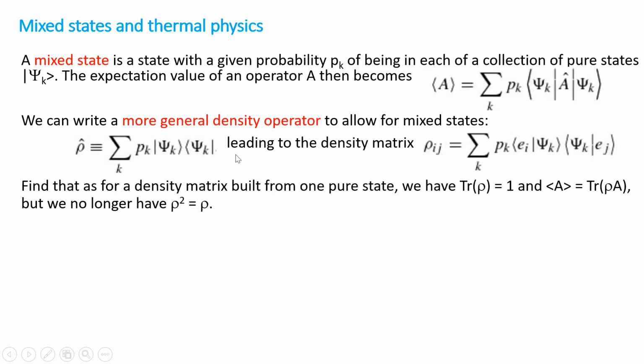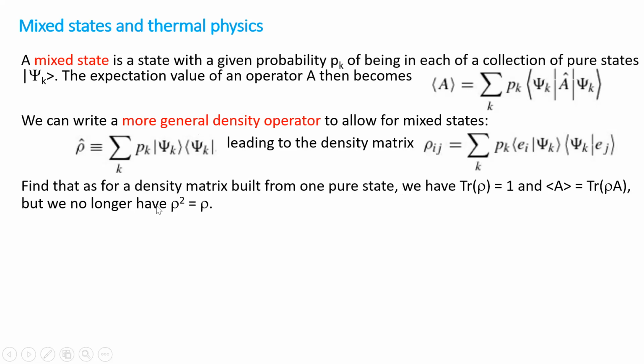Okay, so that's a more general formulation, which allows us to build in these classical probabilities and uncertainties we may have about what exact quantum state our system is in. And that uncertainty is independent of the quantum uncertainty, which comes with even a pure state from the probabilistic nature of quantum mechanics. So anyway, as for a density matrix built from one pure state that we looked at previously, for density matrices built from mixed states we have the trace of rho equal to 1, and the expectation value of an operator A is still the trace of the density operator times A.